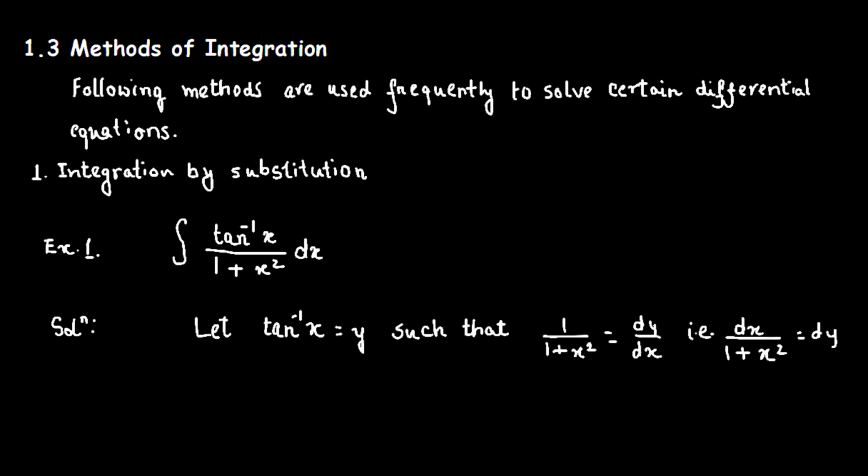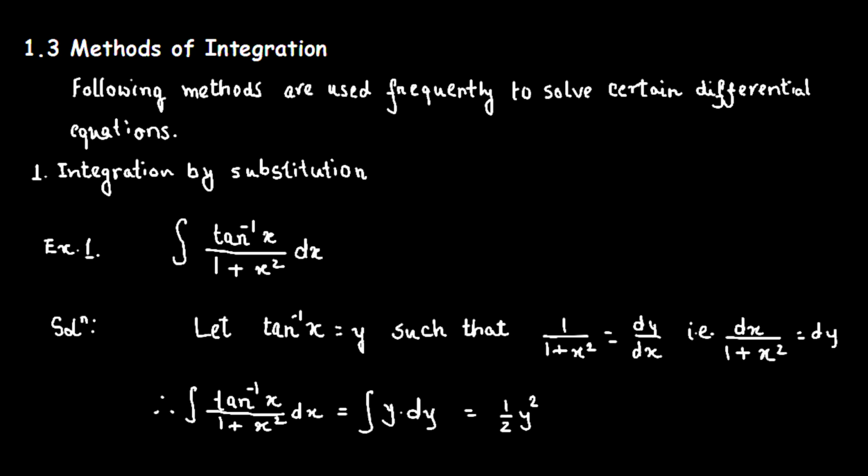Now we replace this in our original integral. That should give us the integral of y dy, since we've replaced tan inverse x with y and dx over 1 plus x squared with dy. Now this is a very simple integral. Using the power rule, we know that the integral of y dy gives us half y squared plus c. Then finally we replace y with its original value, tan inverse x, so we get half of (tan inverse x) whole squared plus c.